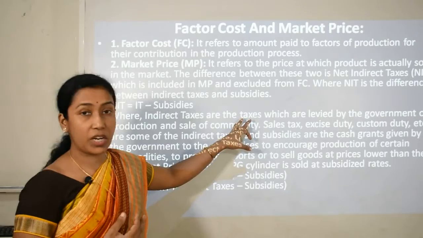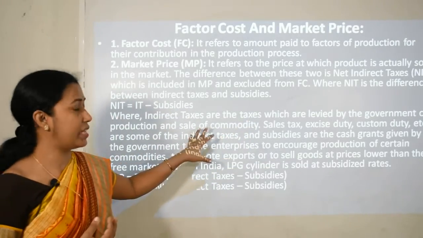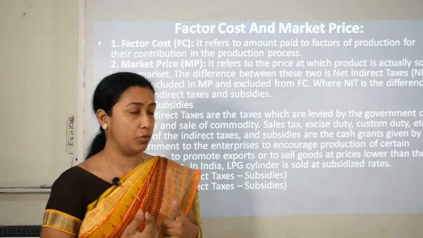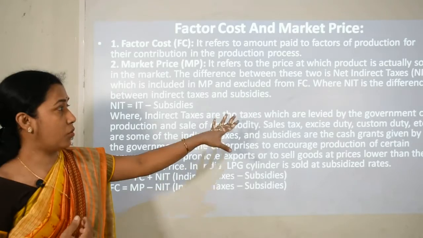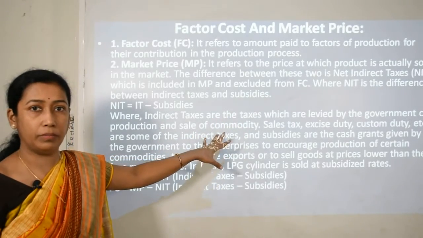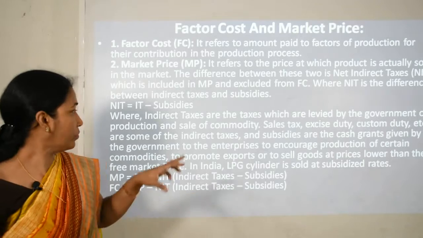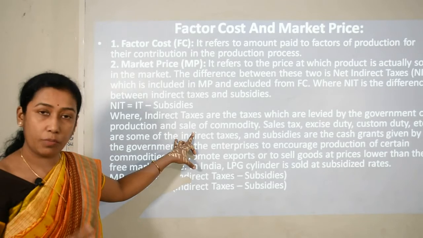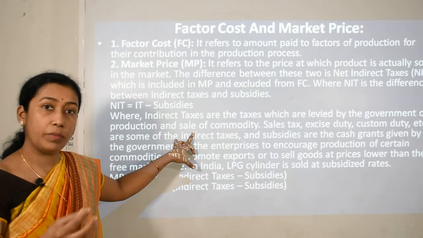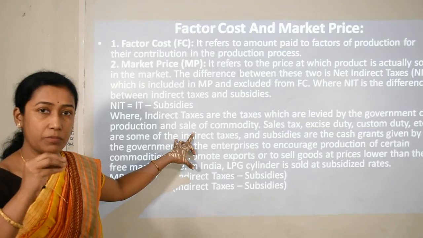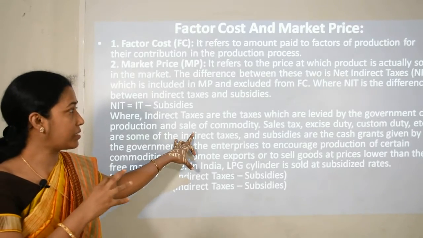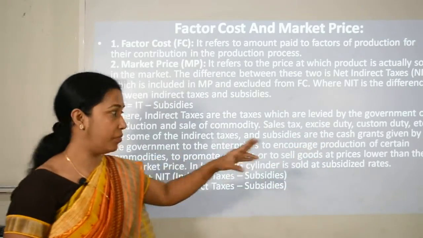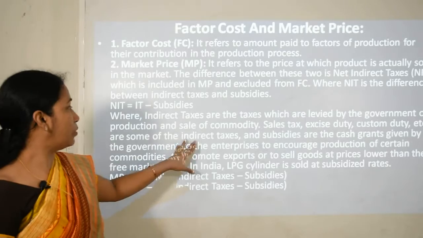Indirect taxes are the taxes which are levied by the government on the production and sale of a commodity. That is, whatever production and sales take place of any commodity or good, the government collects taxes on the production and sale of products and commodities which are produced and sold in the market. Those taxes are called indirect taxes, like sales tax, excise duty, customs duty, etc. These are some of the indirect taxes.